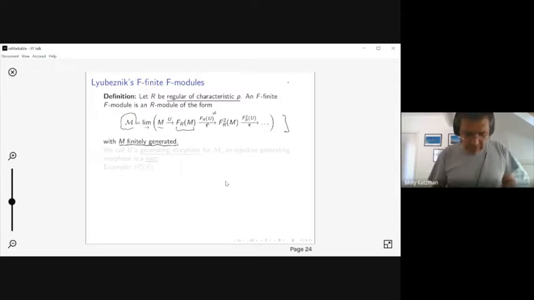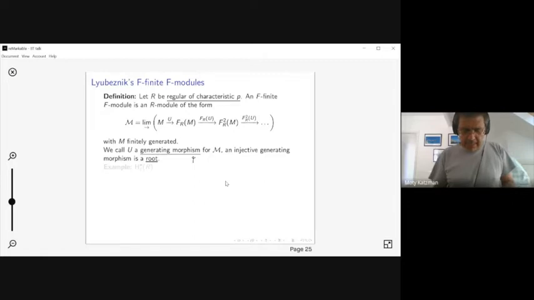Now let's introduce some terminology that we're going to be using several times in this talk. Given a finite F-module, and when you write it in this form, and there may be different ways of writing it in this form, you can look at the map that you see here, and you call it a generating morphism for M. And if this generating morphism happens to be injective, you call it a root.